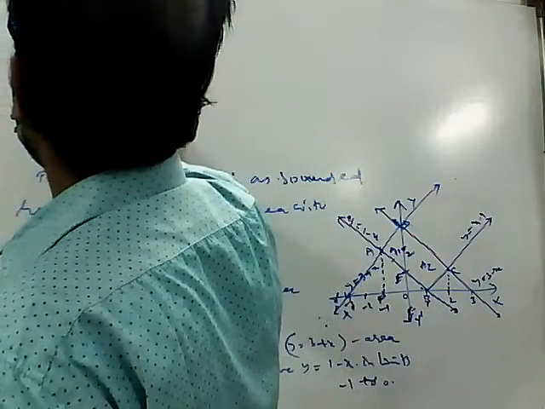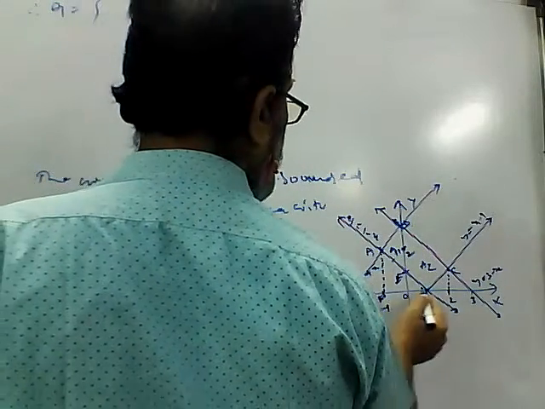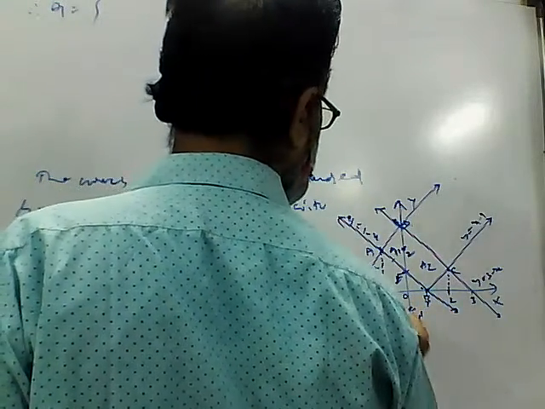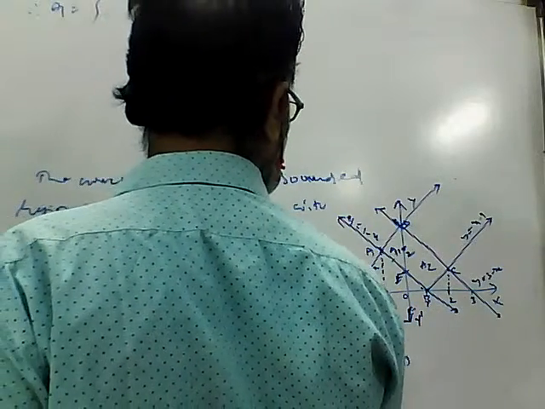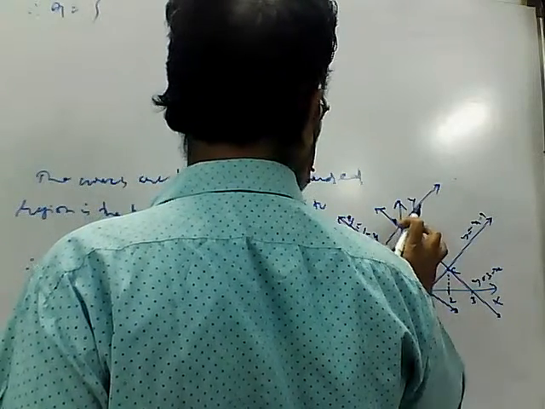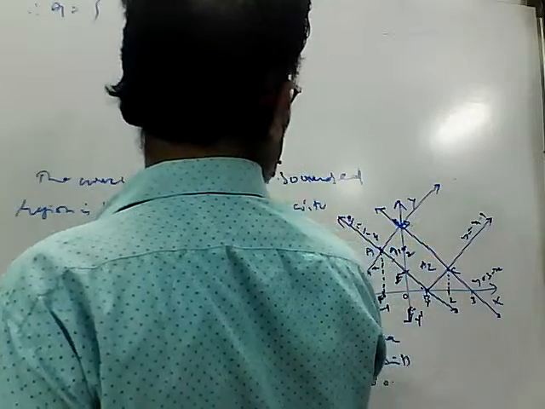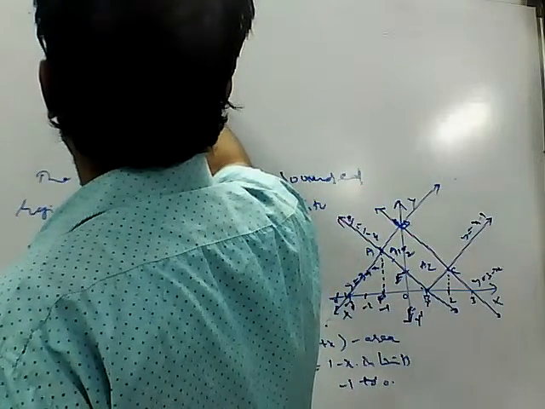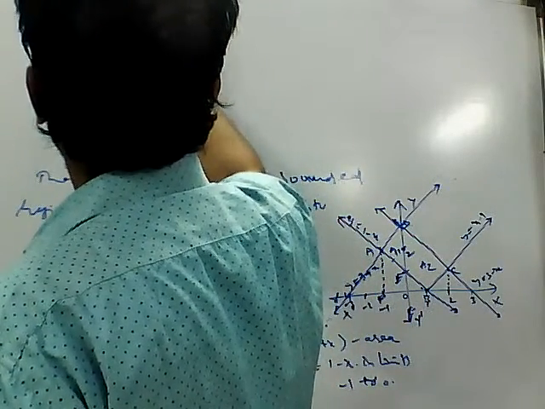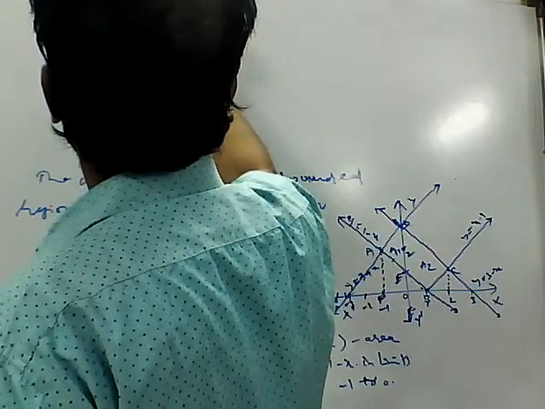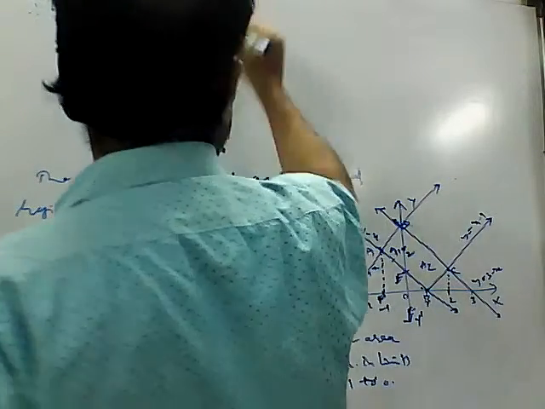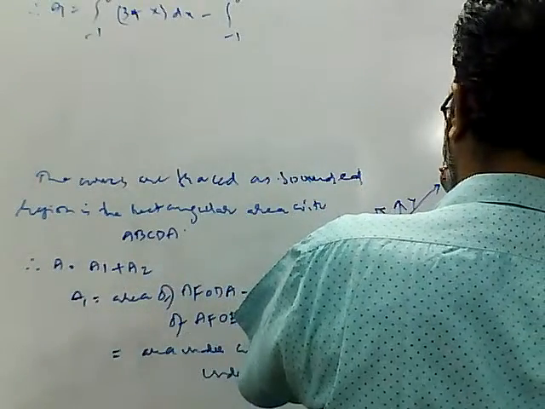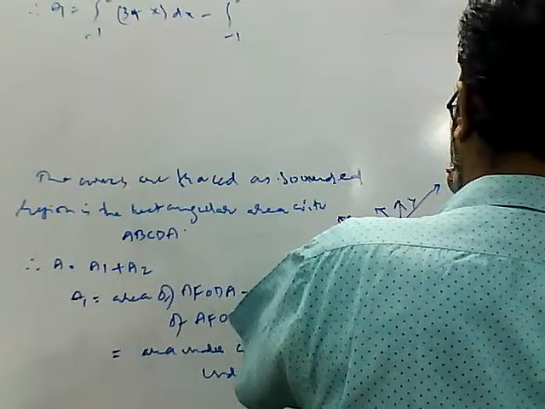Therefore, A1 is equal to integral from minus 1 to 0, this area minus this area. Then you will get this area. Integral from minus 1 to 0 of (3 plus x) dx minus integral from minus 1 to 0 of this area, (1 minus x) dx.